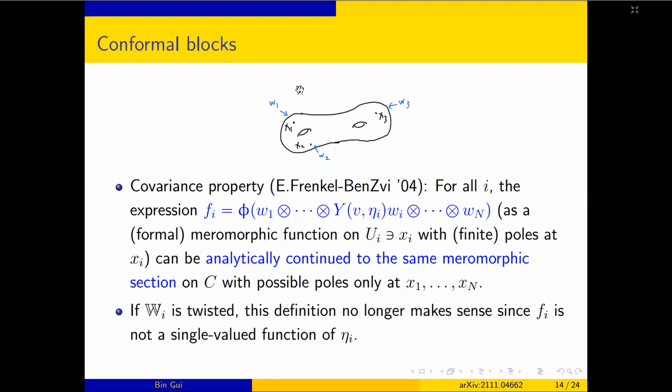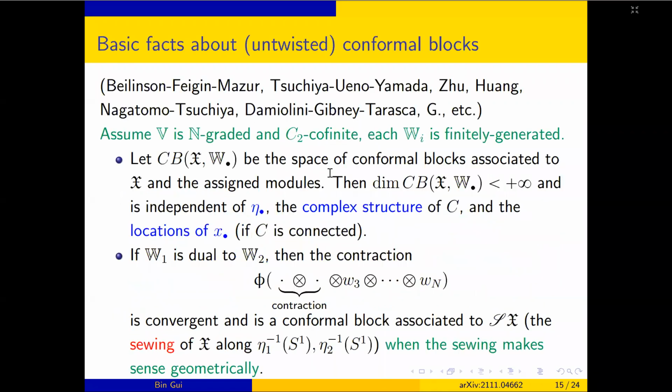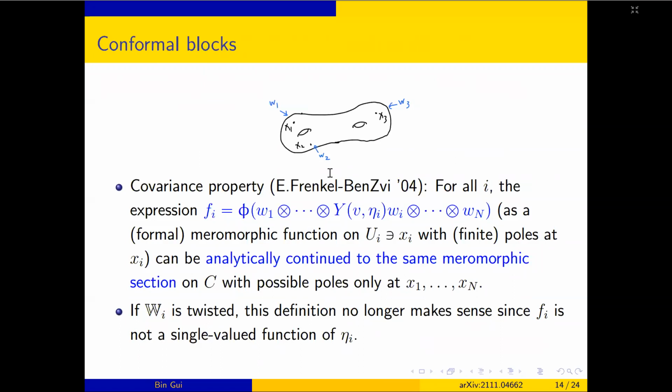Roughly speaking, a conformal block is just a linear functional, right? So you put in some vectors. W1 is a vector inside the big W1, the module big W1, because the big W1 is the module associated to x1, right? And you put in all the vectors, and what you get is a number, right?